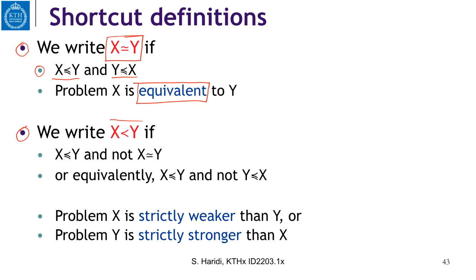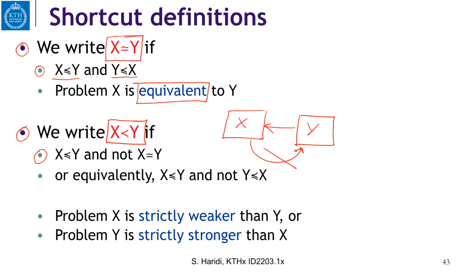We use this notation to say x is strictly weaker than y, and this means that x can be implemented by y, but the reverse is not true. y cannot be implemented in terms of x. So that's what we said here. x is reducible to y, but it's not the case that y is reducible to x. So in this case, x is strictly weaker than y, or y is strictly stronger than x.